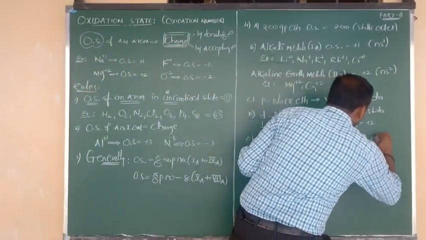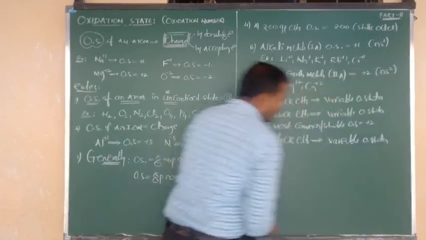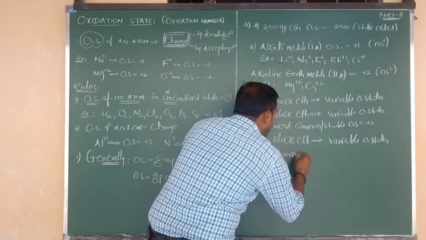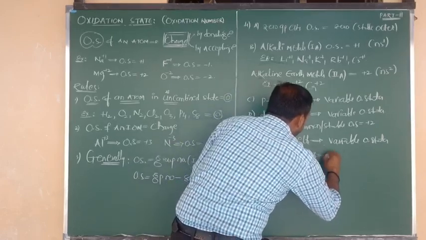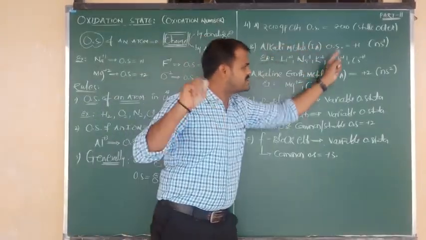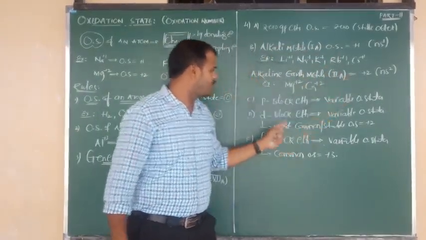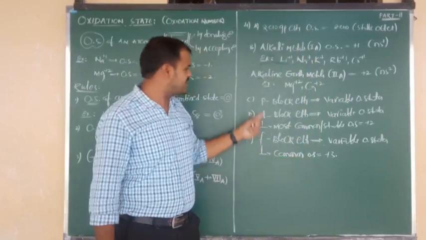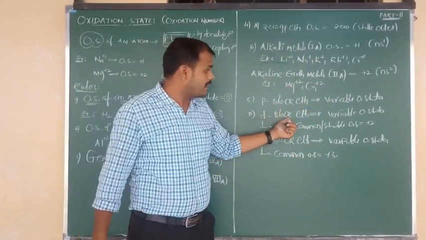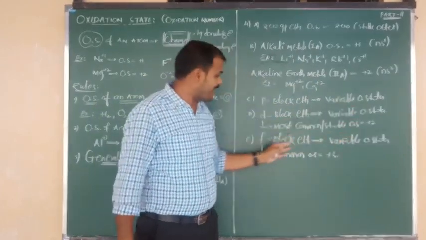Yeah, they show a number of oxidation states, variable oxidation states, okay, but f-block elements also have one common and stable oxidation state, that is +3. 1A group contains +1, 2A group contains +2, 0 group contains 0 oxidation state. P block elements show variable, no particular common. D block elements show variable, f block elements show variable.